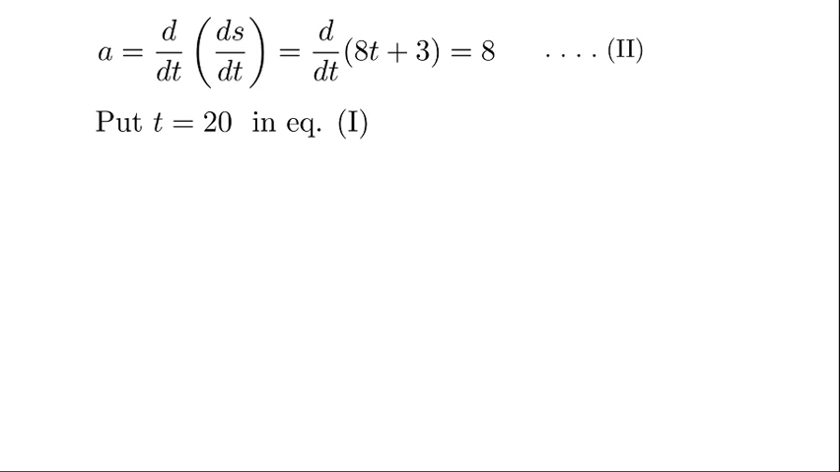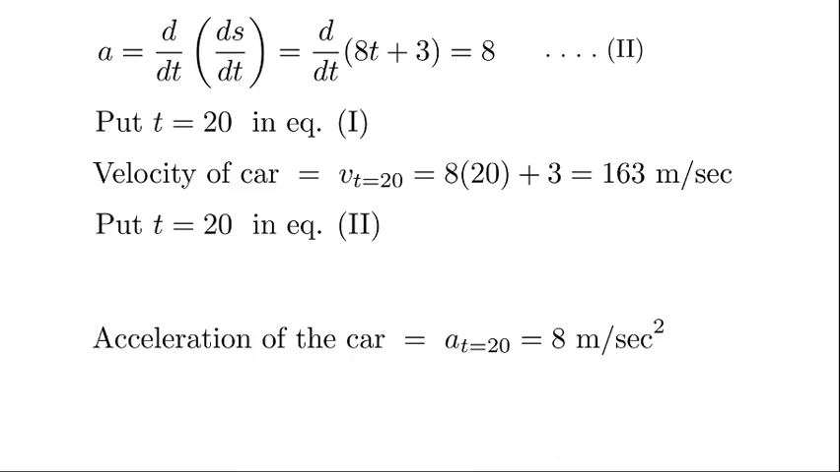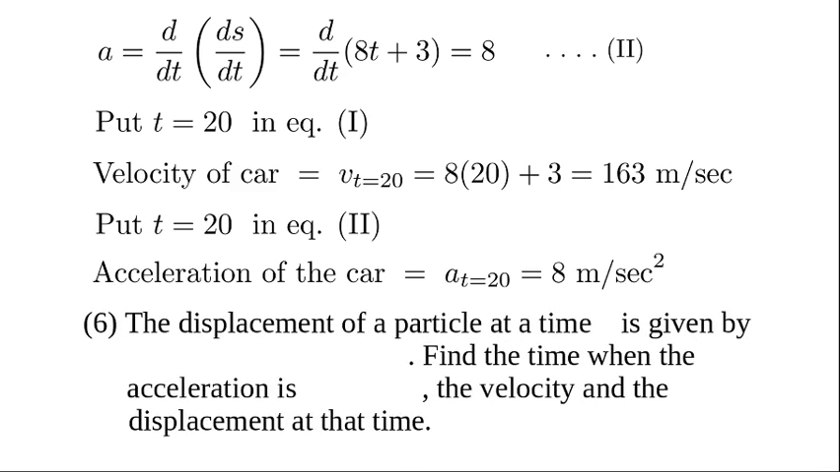Put t equal to 20 in equation 1, and that gives you the velocity of the car when t equal to 20 as 8 into 20 plus 3 equal to 163 meters per second. Put t equal to 20 in equation 2. So we get the acceleration a equal to 8 meters per second square. See here, acceleration is working out to be a constant value which doesn't contain any variable t to substitute. So this is actually called uniform acceleration. Therefore the uniform acceleration of the car is 8 meters per second square.